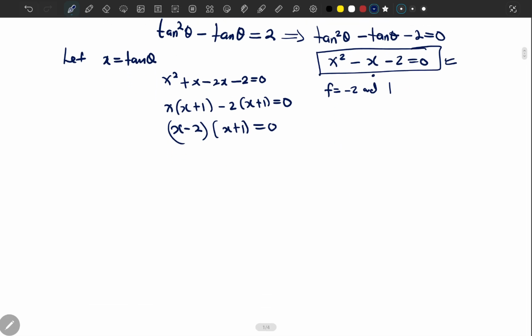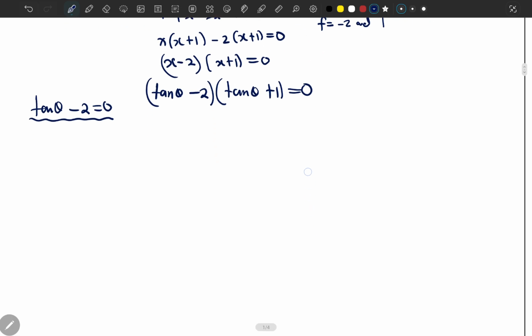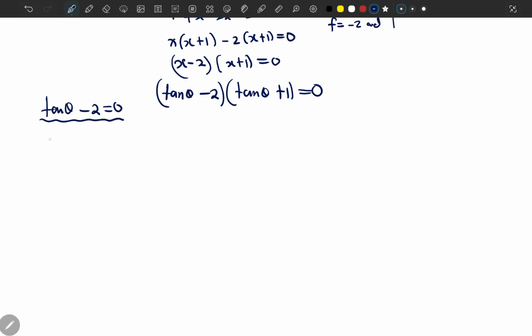Now let us replace what x is. x is tan theta. So we have (tan theta minus 2)(tan theta plus 1) equal to 0. So the first part we have tan theta minus 2 equal to 0. So let's solve this. This means that tan theta is equal to 2, meaning theta is tangent inverse of 2.